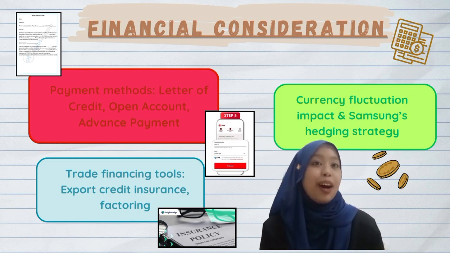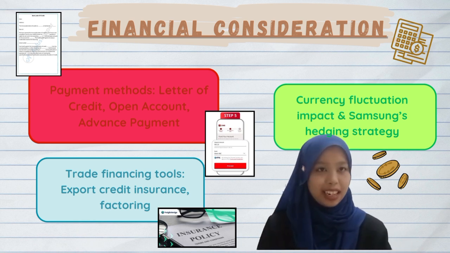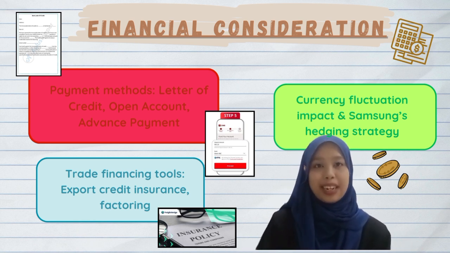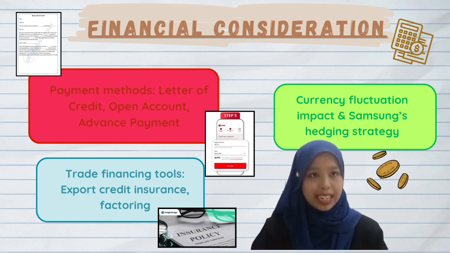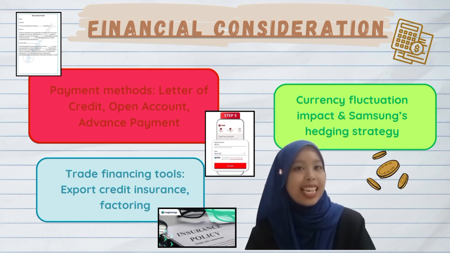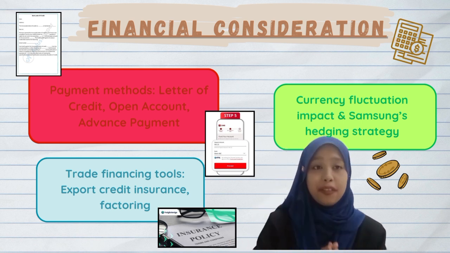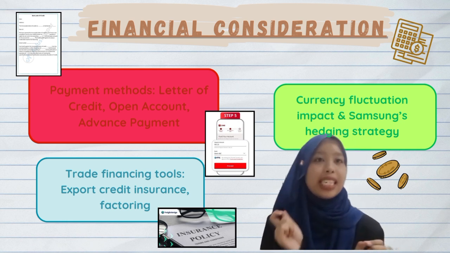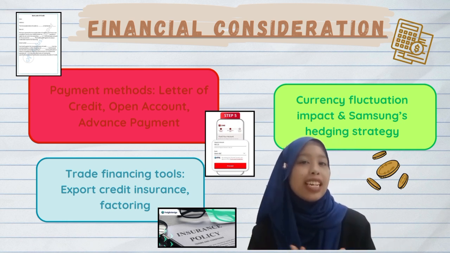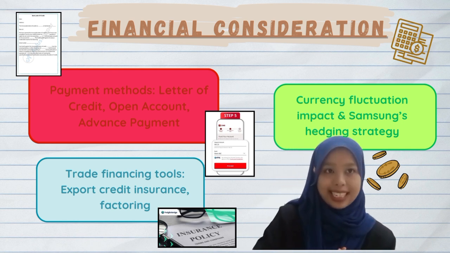Now, let's talk about finance. Samsung uses several payment methods depending on the client. For new clients or high-risk markets, they use letters of credit. For trusted partners, they use open account. They also use trade finance tools like export credit insurance and factoring to protect against non-payment. One major risk is currency fluctuations. Since Samsung earns revenue in different currencies like USD and KRW, they use financial tools like forward contracts to protect themselves from exchange rate losses.